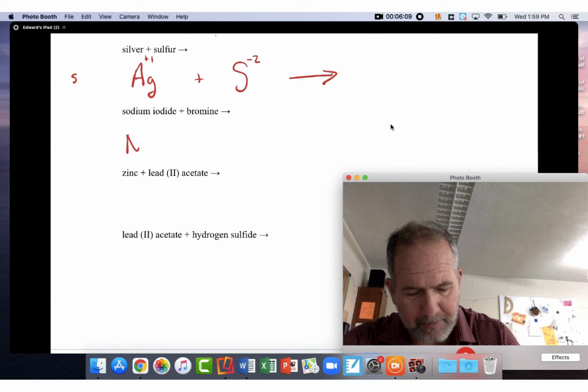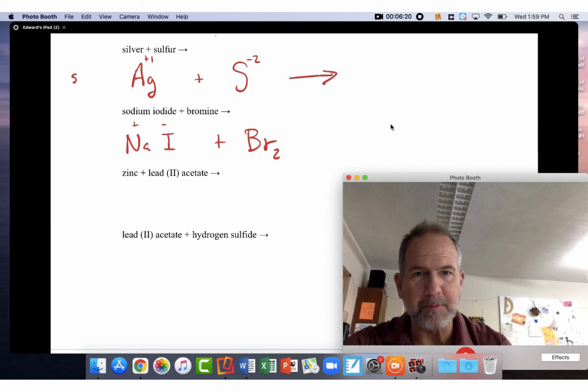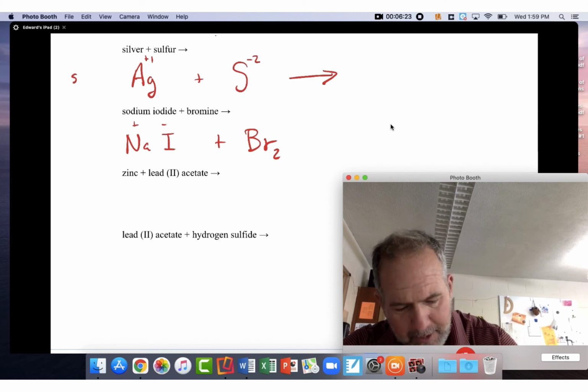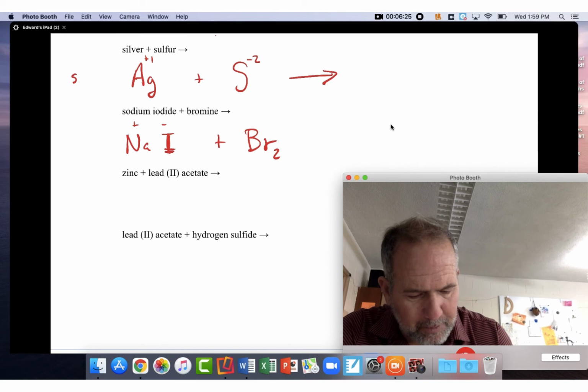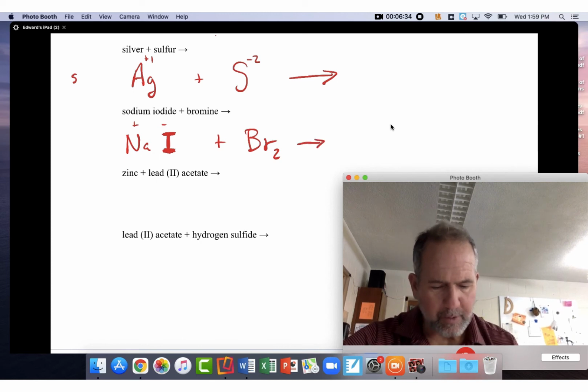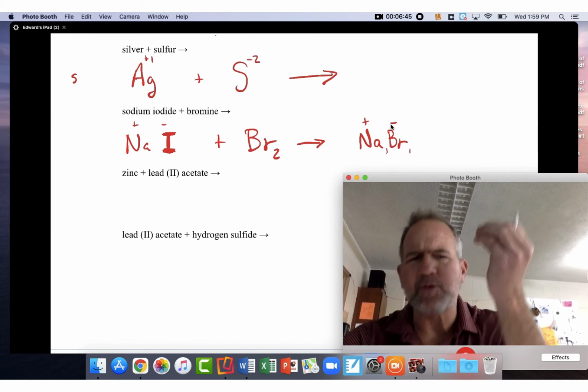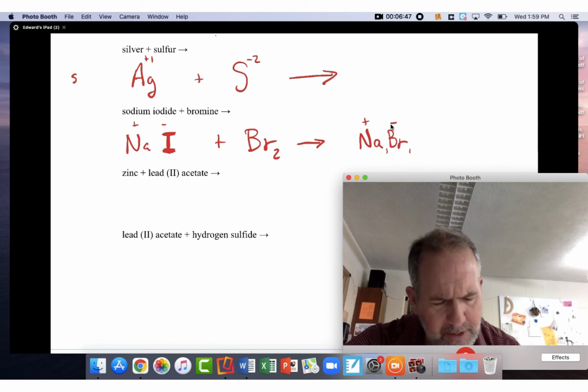We have sodium, Na plus 1, and iodide, which is minus 1. Formula's fine. Plus bromine, Br2. Bromine is one of those diatomics, so I had to put a 2 there. Now, that diatomic only happens when it's by itself. So here, Br is Br2. When we go through this reaction, it looks like Mr. Arnold's taking us through this reaction right now. NaBr, plus 1 minus 1. That's not going to be a 2 on this side. It's going to be a subscript 1 because those subscripts are coming from the charges.